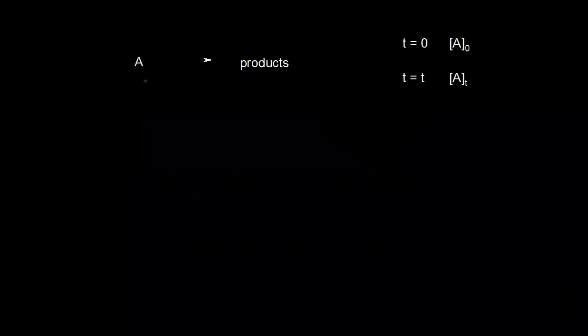Let's say we have a first order reaction where A turns into our products. And when time is equal to 0, we have our initial concentration of A. And after some time t, we have the concentration of A at that time t. And let's go ahead and write out the rate for our reaction.